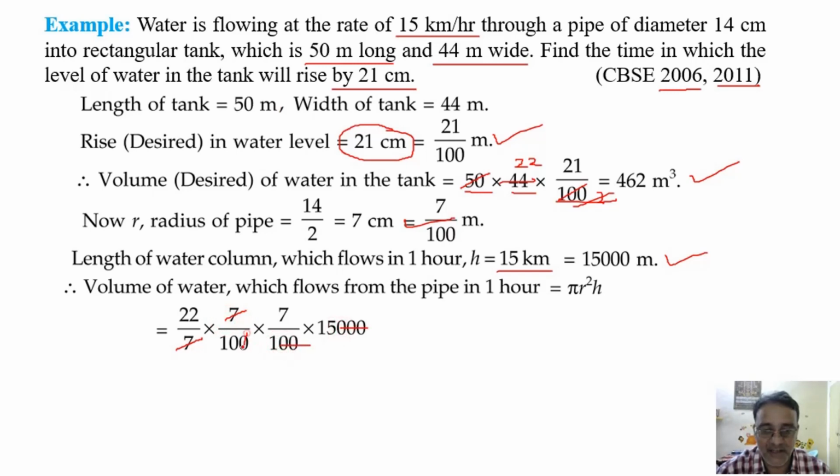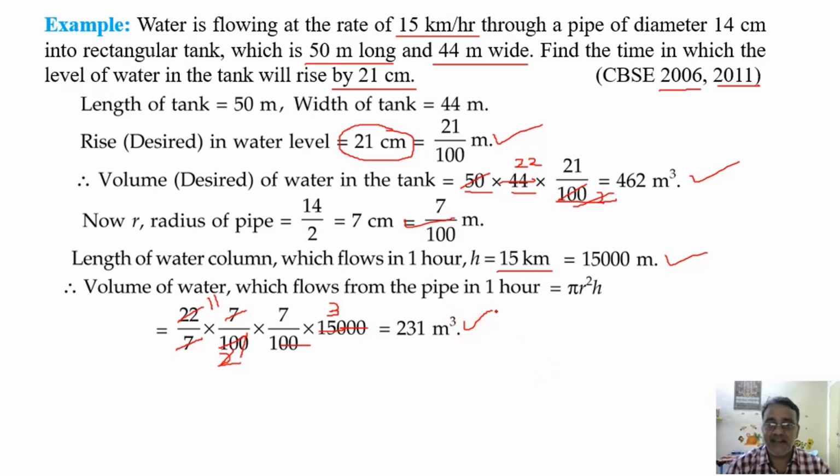Here the 2 and here the 1, and 5 2s are... 5 3s are... again this 2 can be cancelled. So 11 into 21. Okay, so we'll get 231 meter cube.